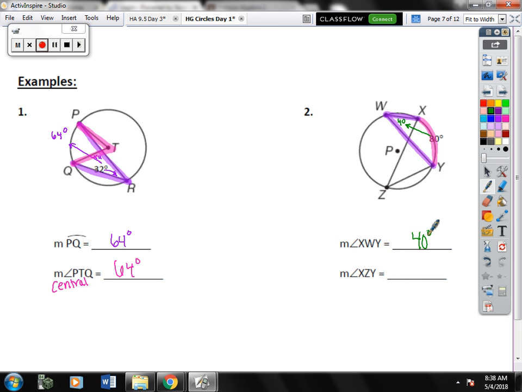Next question, they ask us to find the measure of XZY. This is also inscribed, right? It doesn't have a vertex in the center. It happens to have the same intercepted arc, so we'll do the same thing. 80 divided by 2 is 40.